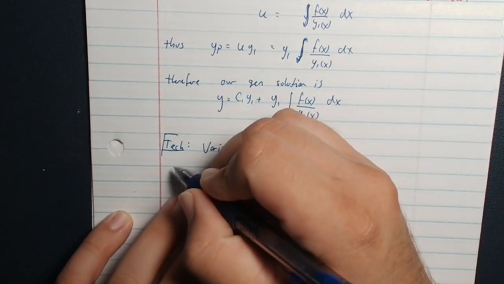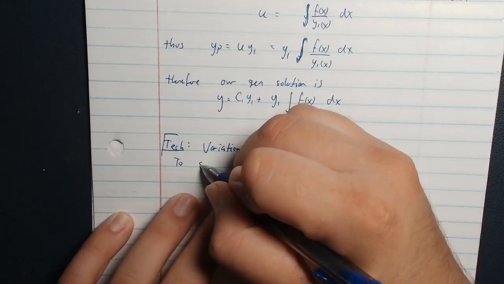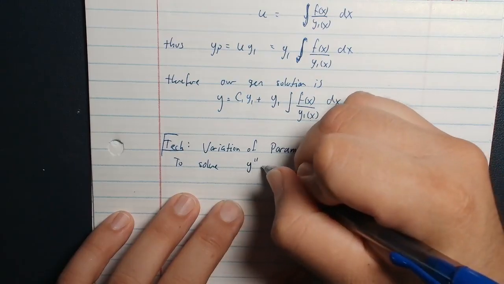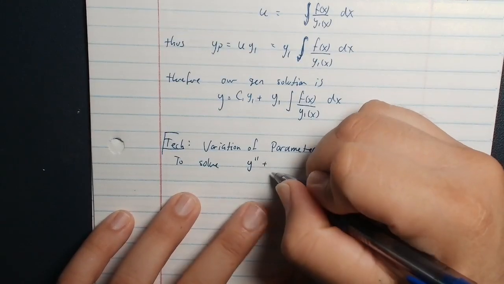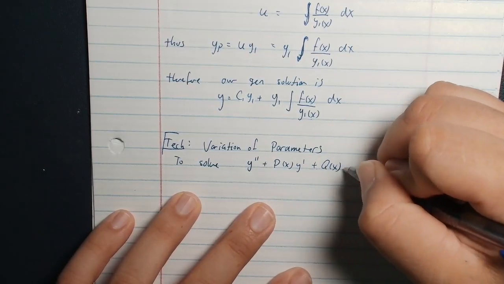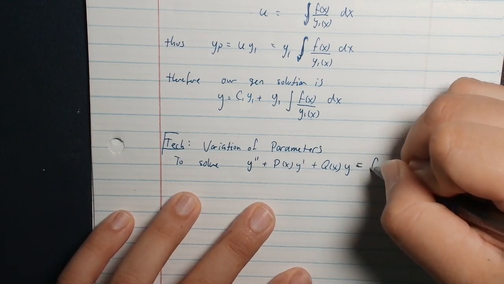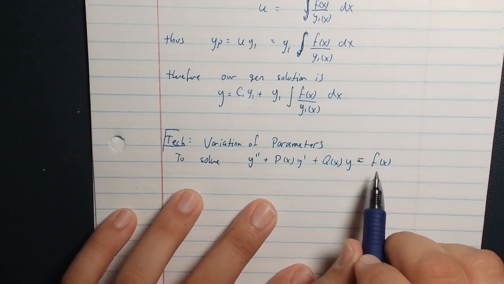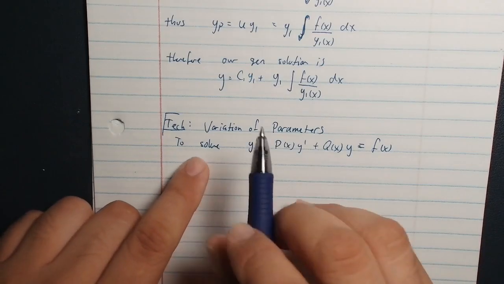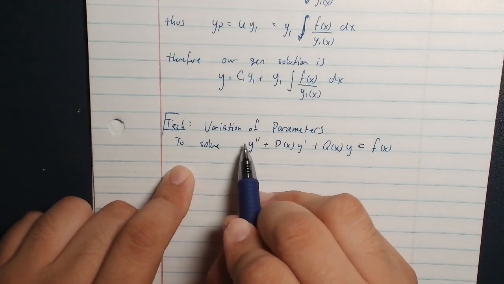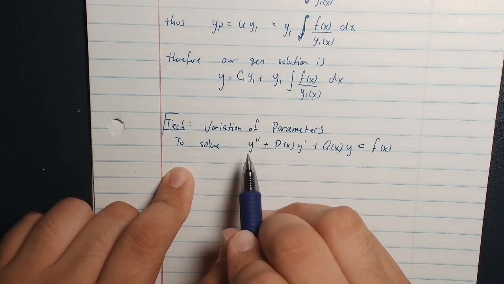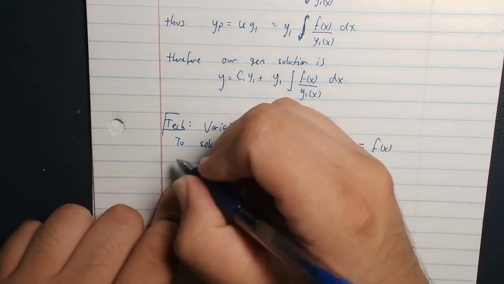All right, so here, technique. To solve something that looks like y double prime plus p of x y prime plus q of x y equals an input function f of x. No restrictions on f of x right now. This can be any function you like. First of all, it does have to be in this form. If there was anything in front of y double prime, you have to divide by it to make sure this starts with just y double prime. Okay? So here we're going to find the complementary solution.